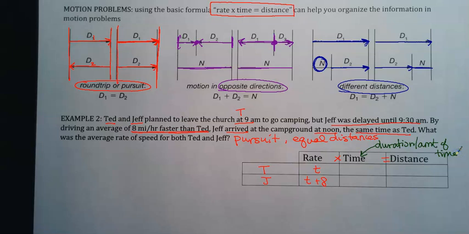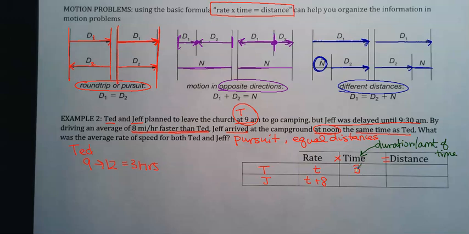Okay. All right, so we're going to have to do some math on that. So we know Ted, right? They've left at 9 a.m. Okay, so Ted was on the road from 9 a.m. and he arrived at the campground at noon. Okay, so if he drove from 9 to noon, how long did he drive for? Well, that's 3 hours. Okay, so over here for Ted, we're going to put our time as 3 hours.